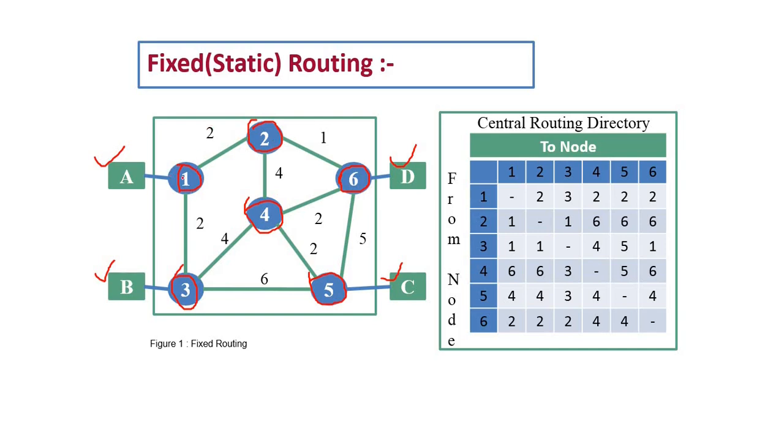So the distance between 1 and 2 is 2. Same thing, between 3 and 4 the distance is 4. So these are the distances between two nodes, which are actually stored in the routing table. A routing table or routing directory keeps the information of all this data, like information regarding the nearest node.